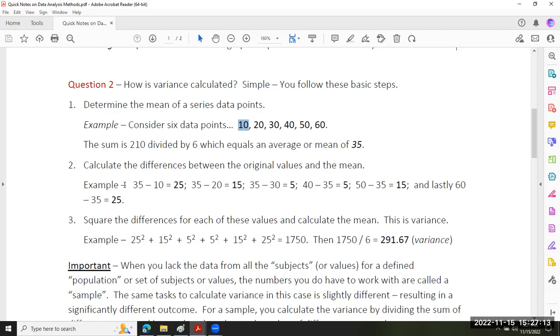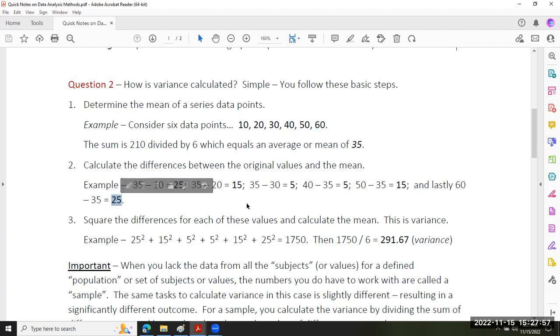Now we do take it a step further, but in order to do that, we're going to take the first value of 10 and we take the average of 35 and subtract 10 from it, and that gives us 25. That's the first value. Second value is 20. So I take 20 and I subtract it from 35, and that gives me 15. I take the third value, 30, and I subtract it from 35. That gives me 5. I take the fourth value, that's 40. I subtract 35 from that, it gives me 5. 50, subtract 35 from that, I get 15. And then lastly, 60 minus 35 is 25.